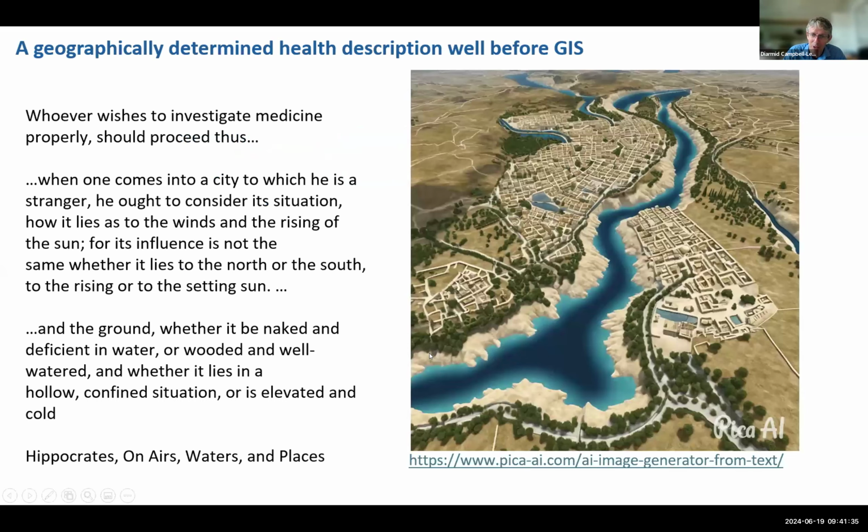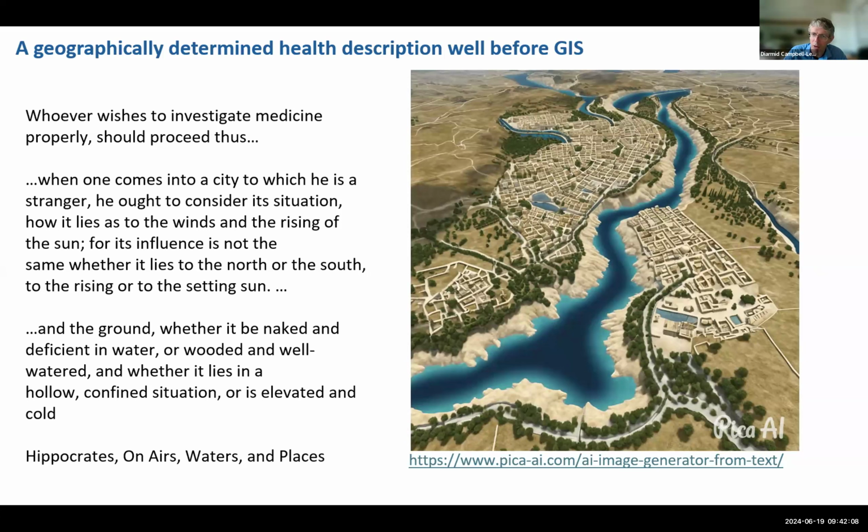First off, just to make clear that although GIS may sound like a very modern technique to apply to public health, in fact, the idea of geographical information applied to health goes back to the origins of public health itself. This is a quote that we've been using for many years from Hippocrates, the father of at least Western medicine.